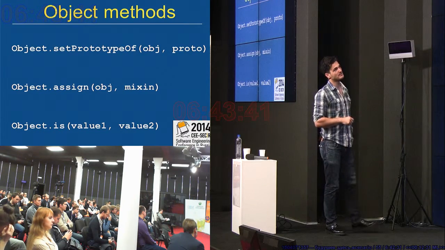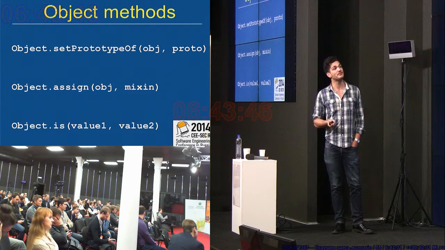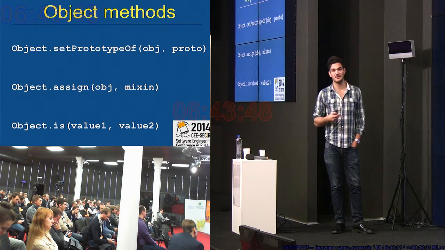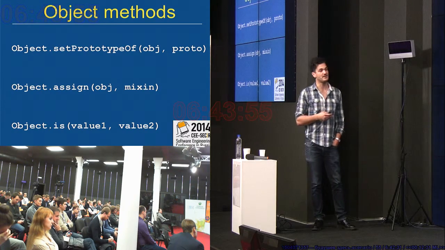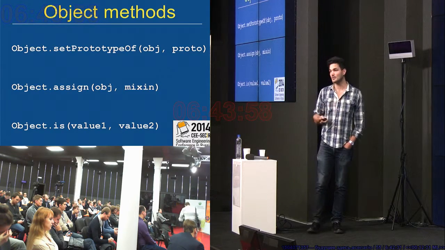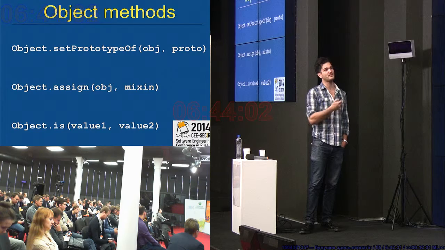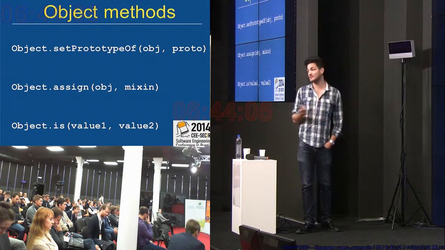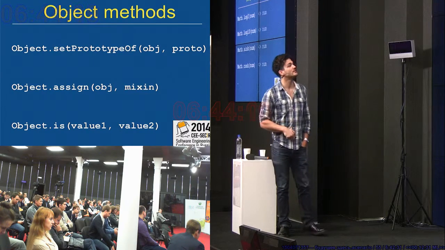Also, you get methods on the object. So, for example, you can use setPrototypeOf, so you can set the hidden prototype on an object. Or you can create mixins using assign. Also, you can compare objects using is. Really nice methods, especially setPrototypeOf. In ES5, you get getPrototypeOf, but now in ES6, you can also set the prototype.